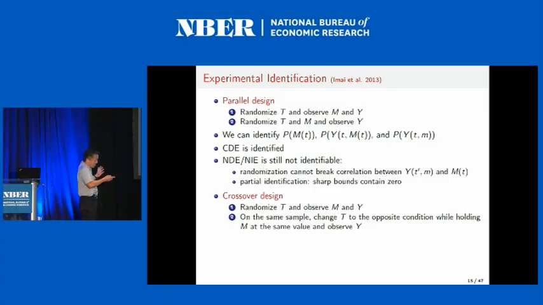Okay, so that's really what you need to do in order to observe these quantities. From the first one, we get to observe this and this: what would be the mediator for a particular person under the treatment condition T, and then the outcome. In the second one, we set the treatment to the opposite condition, but hold the mediator at the same value that you observed in the first stage. Okay, so this is what you really need in order to point identify the natural direct effect and indirect effect.